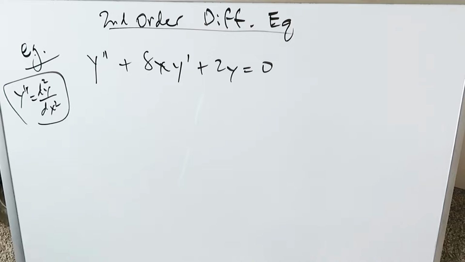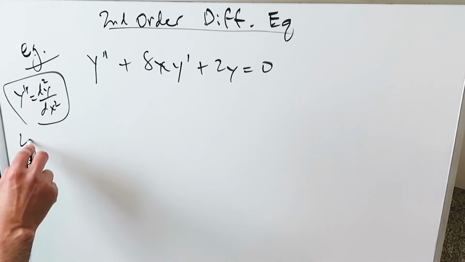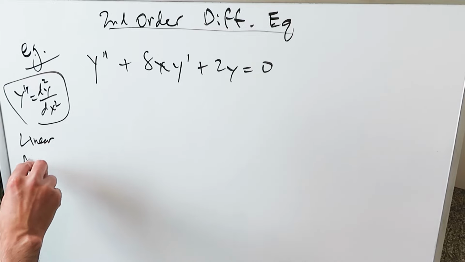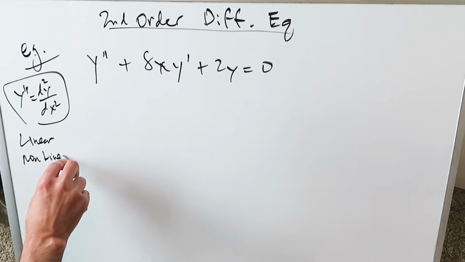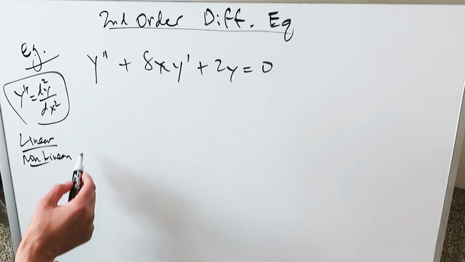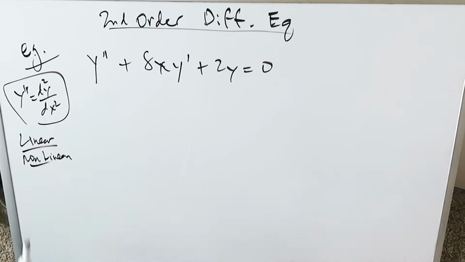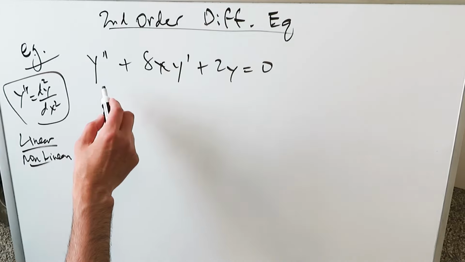How would you classify this? You're looking at everything here either as being linear or non-linear. And then if it's linear, you have to determine if it's homogeneous or non-homogeneous linear. Now, how do you go about doing that? Look at this. Well, what do you have over here?